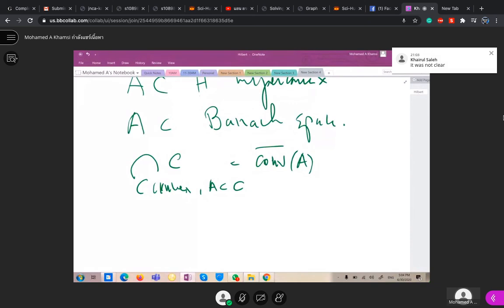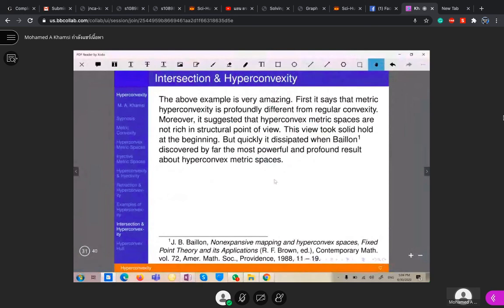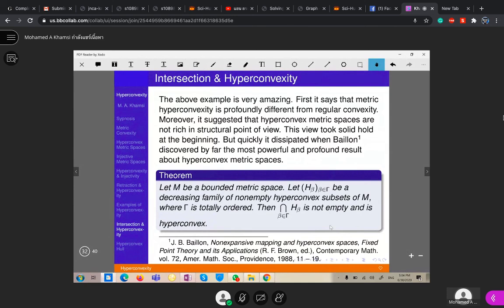So what do we know about hyperconvexity and intersection of hyperconvex metric spaces? This is the most puzzling, amazing result known in the theory of hyperconvex metric spaces. It was proved by Bayon. What he showed is this beautiful result: if you have a collection of hyperconvex metric spaces that are directed downward, so they are decreasing, getting smaller and smaller, then the intersection is not empty and is hyperconvex. So you don't have it for just plain intersection, but you do have it if they are downward directed.